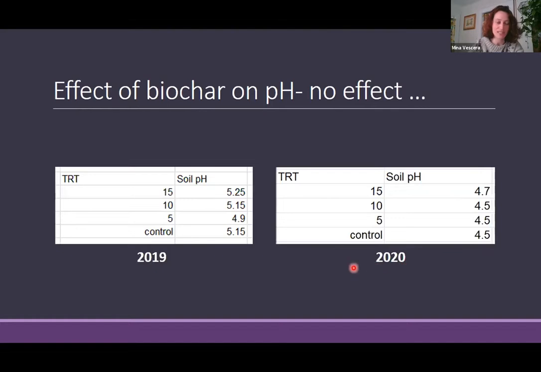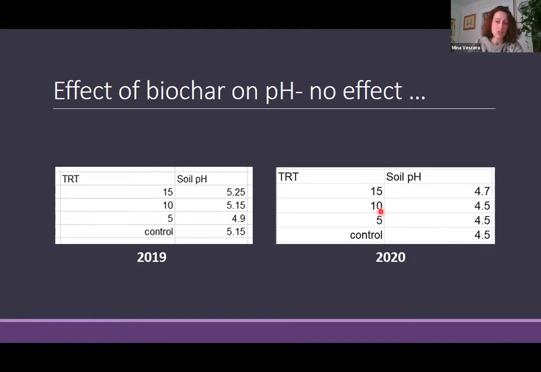But again, we haven't tested that yet. So here we are in 2020, these same plots, and the pH has decreased even further. And we took the soil samples right around the same time of year in the fall as well. So I think the reason why the pH is so acidic is because of the fertilizer. Ammonium sulfate, it's a very acidic reaction in the soil. And this does not surprise me at all.